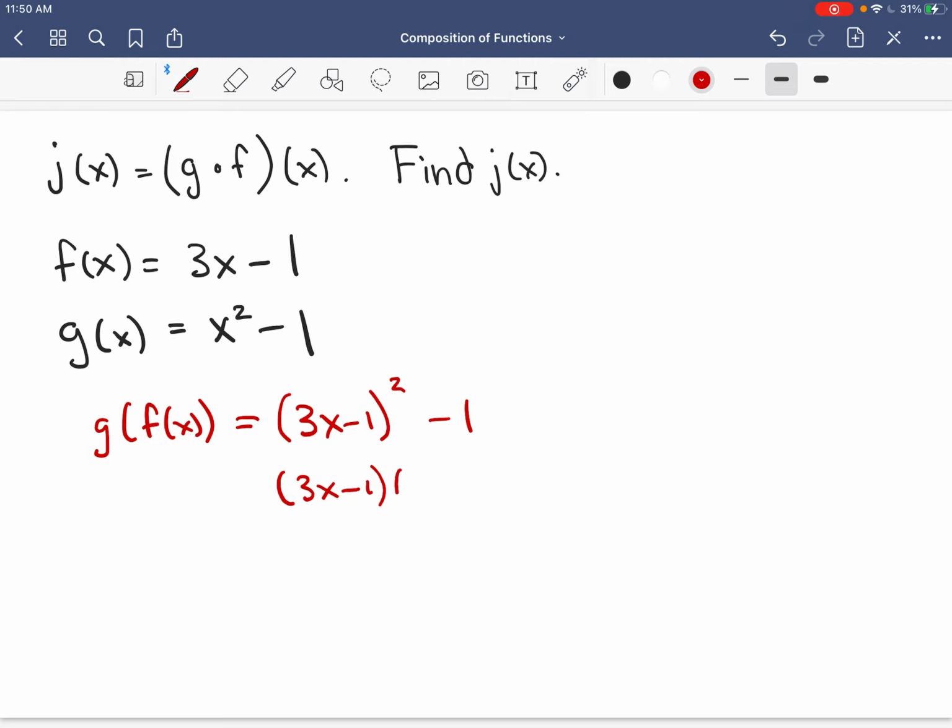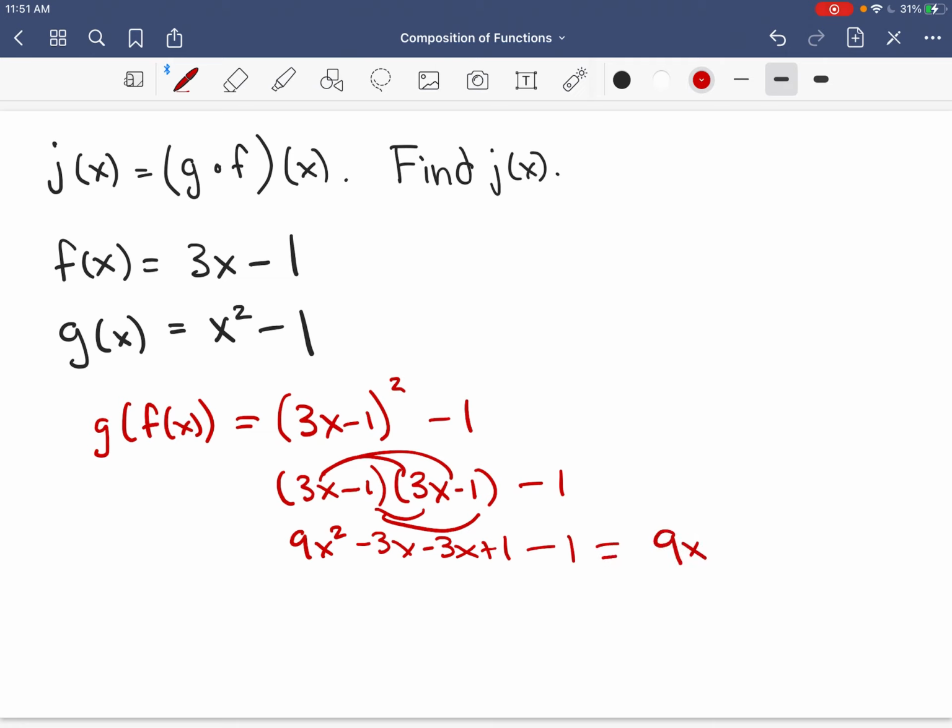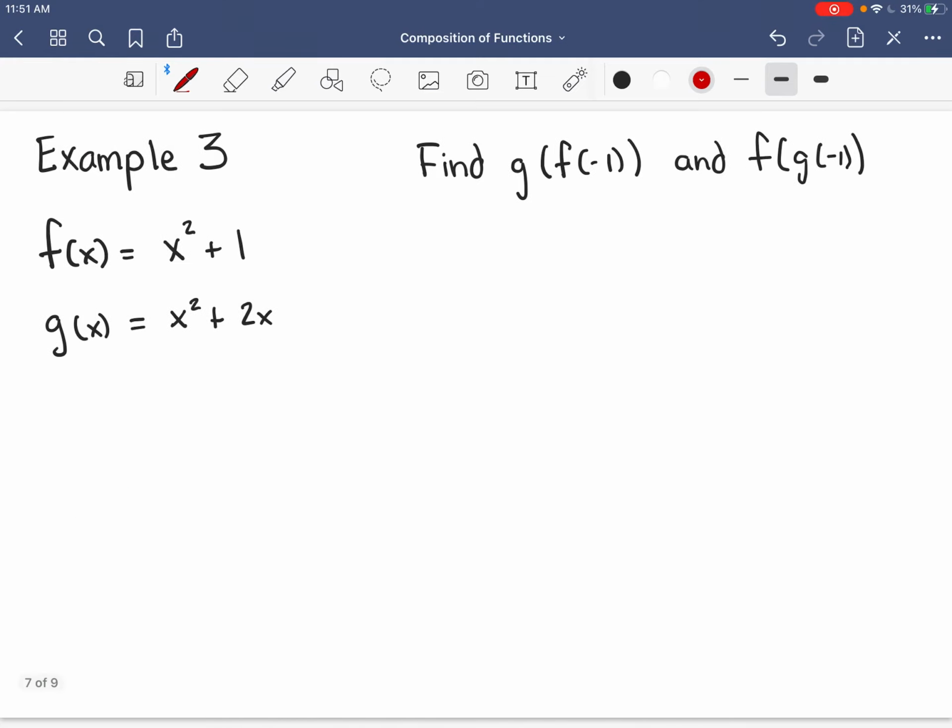And so now we can fully work this, so you see that we actually do get the same thing we got on the previous slide. So that's going to be 9x squared minus 3x minus another 3x plus 1 minus 1. So we get 9x squared minus 6x as our final answer. So that's g of f of x. Now again, generally, f of g of x and g of f of x are not equal to each other.